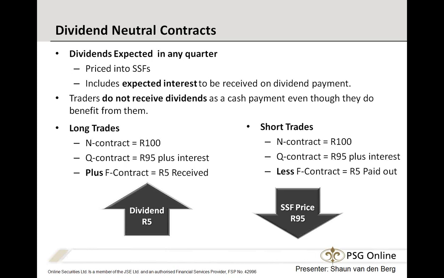So just understand that you do not actually get the dividend. That's a big difference between single stock futures and CFDs. With CFDs, you actually get a manufactured or synthetic dividend. With single stock futures, you do not actually receive the dividend.